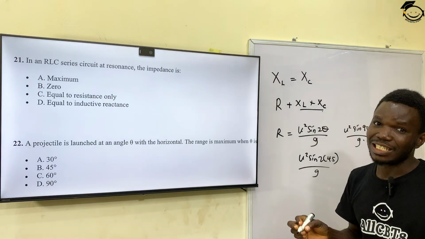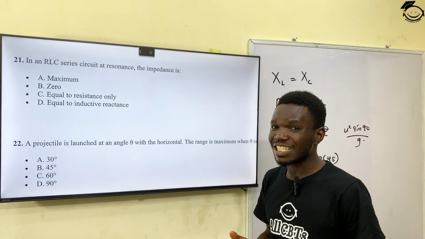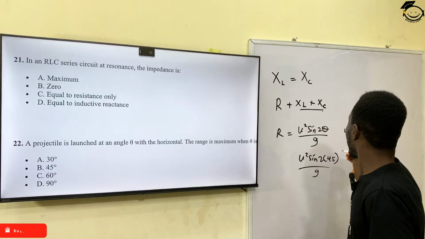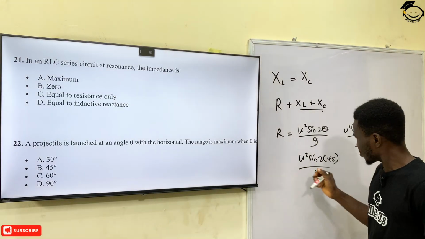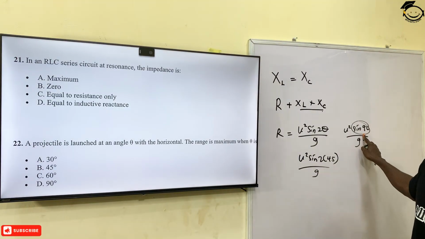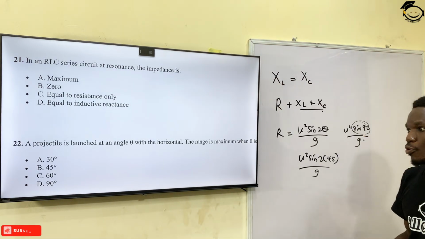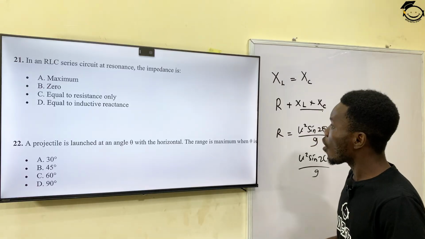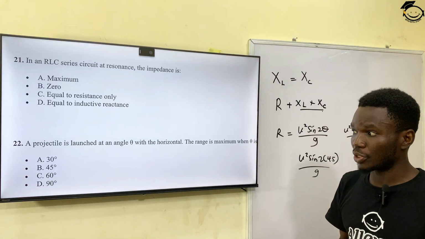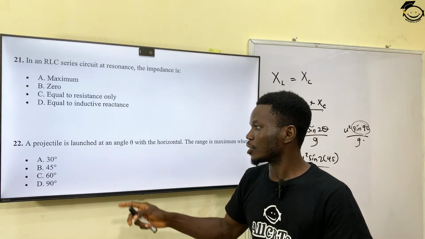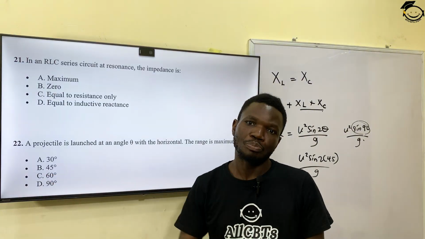And we know that sine 90 is 1, which is the highest value you can ever get for a sine. So when my sine gives me 1, you are going to get what? Maximum range, which means that the angle of projection of this particular projectile must be 45 degrees, which is option B.